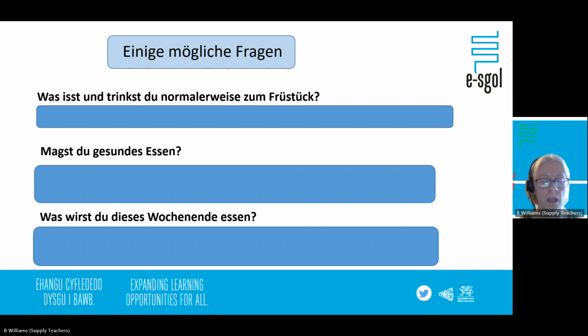We're then moving on to the future tense, which you will need to use. So the example here is, was wirst du dieses Wochenende essen? So what will you eat this weekend? And you could say, am Sonntag werde ich Schweinefleisch mit Kartoffeln und Gemüse essen. Ich mag Schweinefleisch sehr, es ist lecker. So you're giving your opinion and you're giving a justified opinion as well. You're justifying what you've just said. Okay, so let's move on.